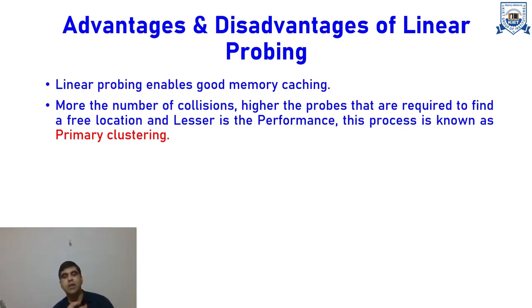Primary clustering means all the values stored in the hash table tend to cluster into a small region, right? That is what we call clustering, because once a collision occurs, the colliding value will be stored in the immediate next location. Again, if a collision occurs, the colliding value will be stored in the first free location that is available. So this is called primary clustering.